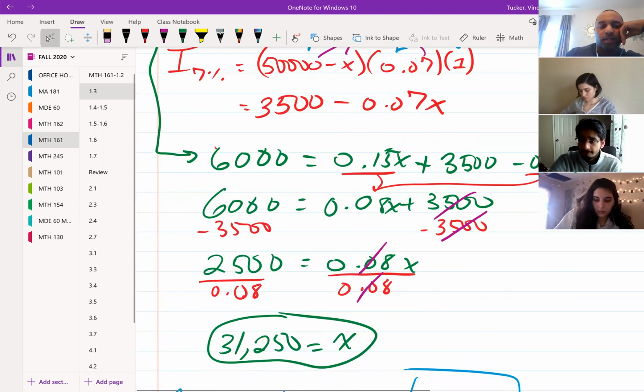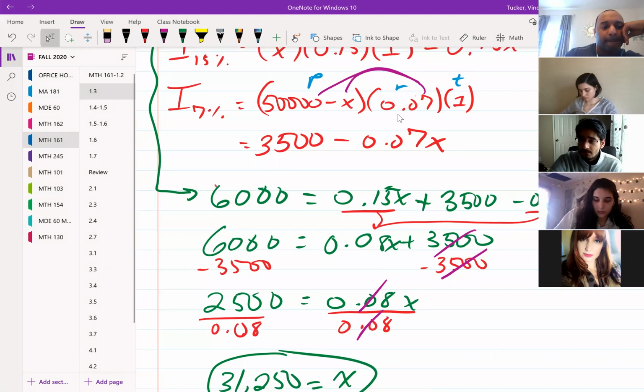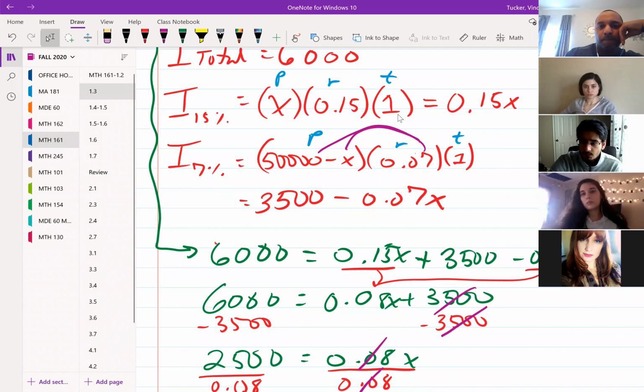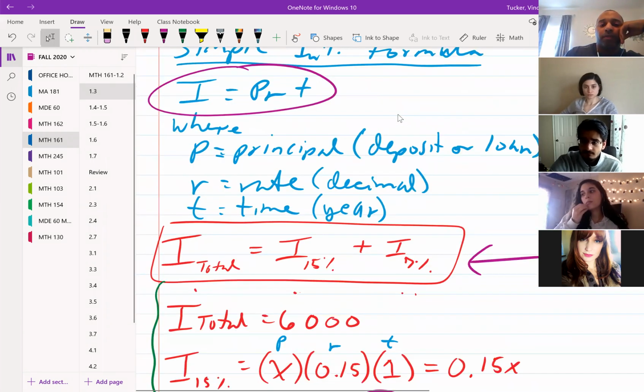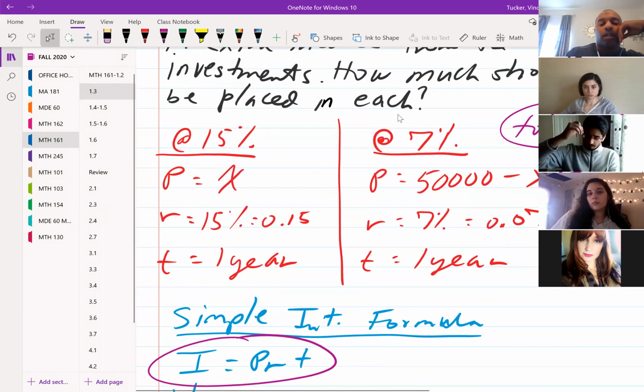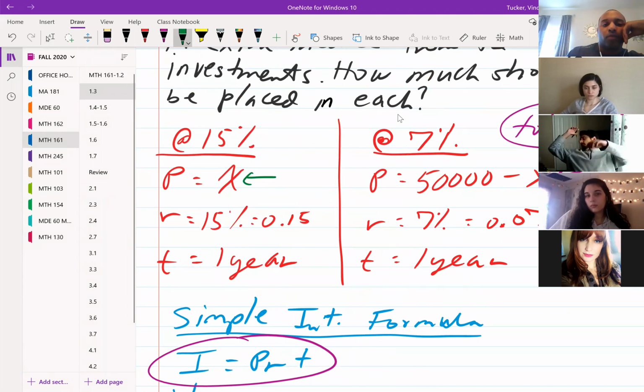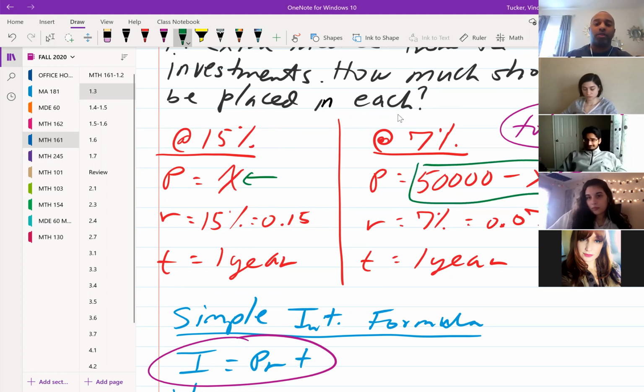I have a question too. Why did you put the 50,000 in the 7%, but not in the 15%? Well, you can't do both. You have to choose which one you want to do it. Because remember, this X is just going to represent how much you deposited into the 15%. And then this quantity right here is going to represent how much you deposited into the 7%. Because all we're about to do next is take what we solved here and subtract it from the 50,000. Okay.